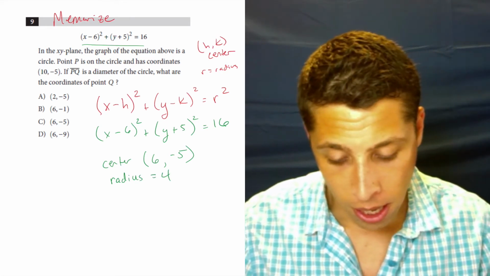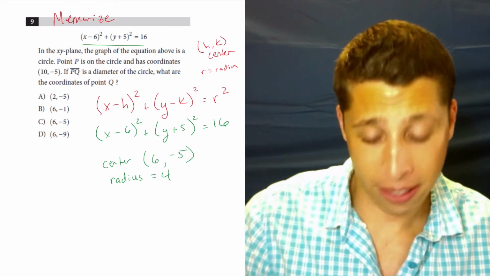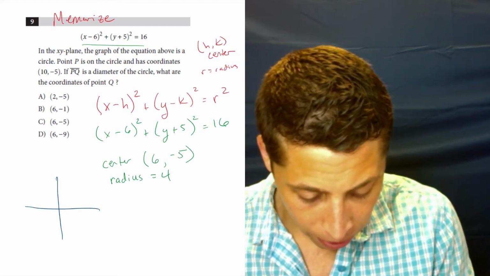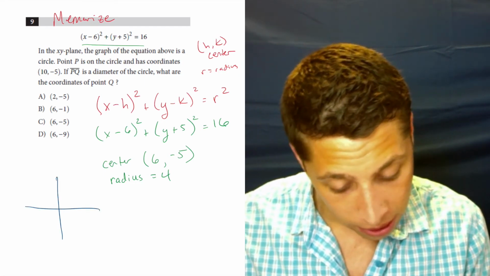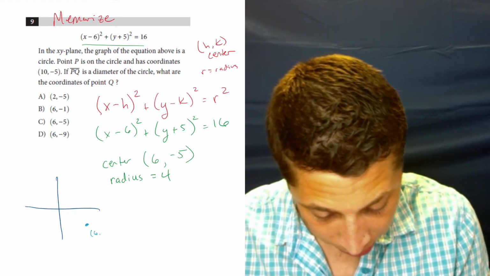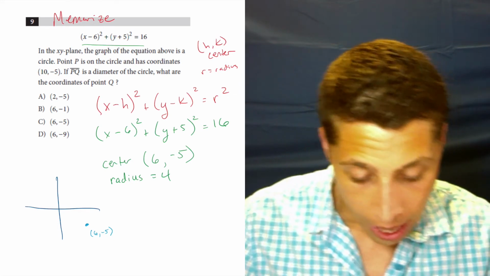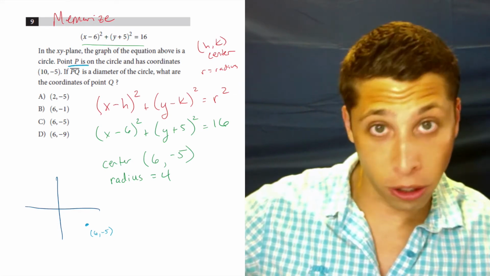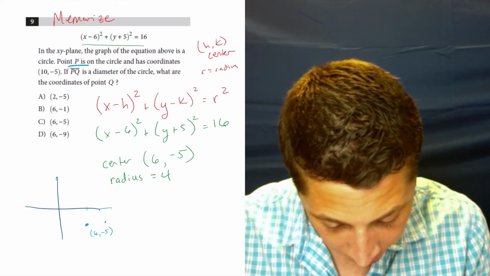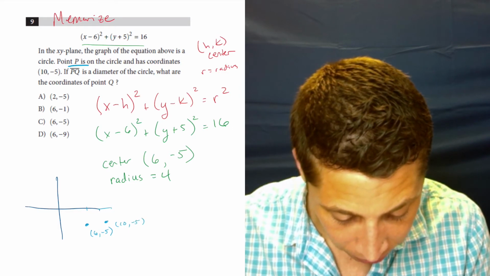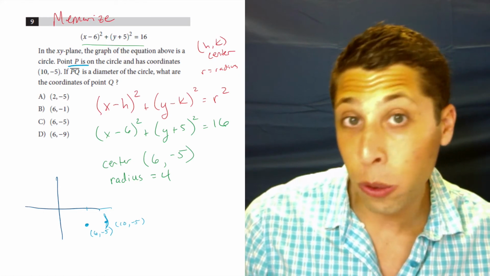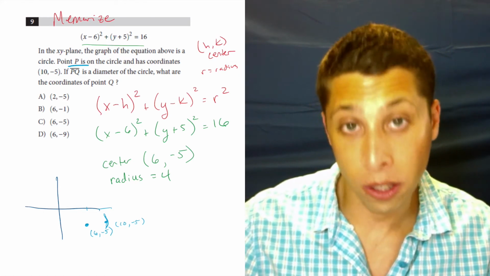Now we have to do something that's kind of rare in the SAT, which is graph. We've got to see what's going on here. So I need to understand this better. I'm going to plot my points, 6, negative 5. That's going to put my center somewhere like here. And they're telling me that point P is on the circle, on the outside, and has coordinates 10, negative 5. So that's going to be somewhere out here. This is the outside, and here's my center. And PQ is a diameter. What are the coordinates of Q?